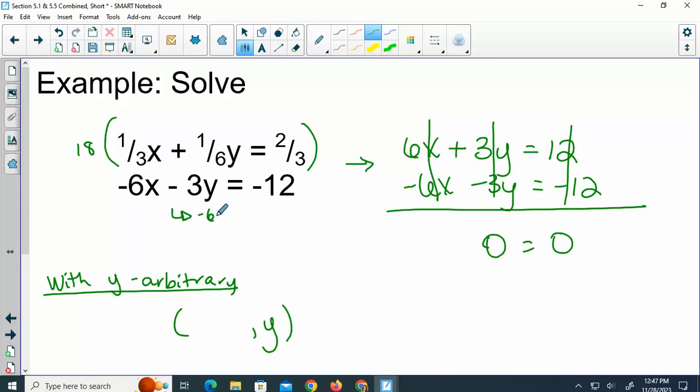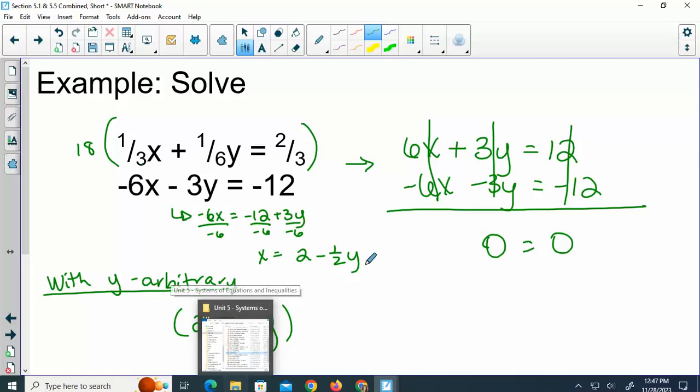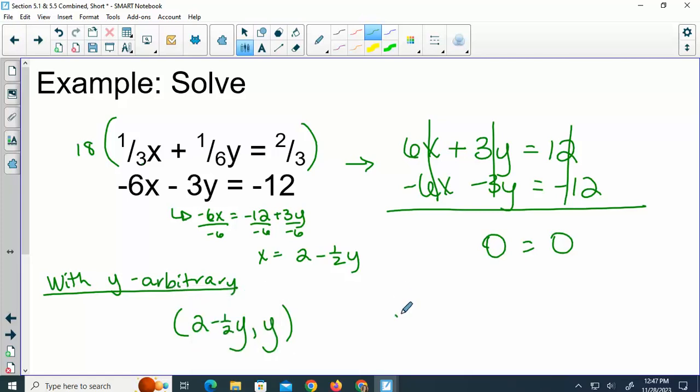So if I were trying to get x by itself, I would add my 3y. Divide everything by -6. So x is 2 minus 1/2 y. So it's a way of describing the ordered pairs that fit on the line. It's not just any random ordered pair, it's only the ordered pairs that are on the line.